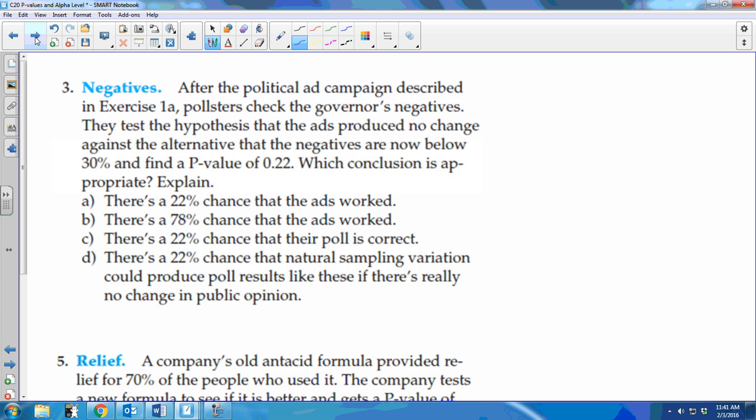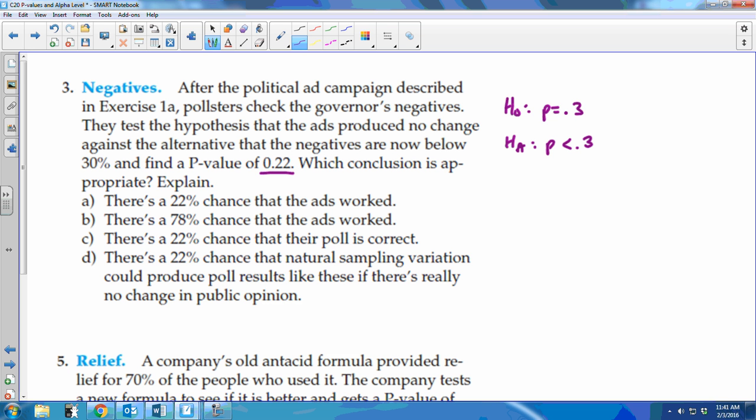We talked about the actual question a few chapters ago, but it says, after the political ad campaign described in Exercise 1A, pollsters check the governor's negatives. They test the hypothesis that the ads produced no change against the alternative, that the negatives are now below 30%. So p equals 0.3, and p is less than 0.3. They found a p-value of 0.22. Which conclusion is appropriate? And explain.